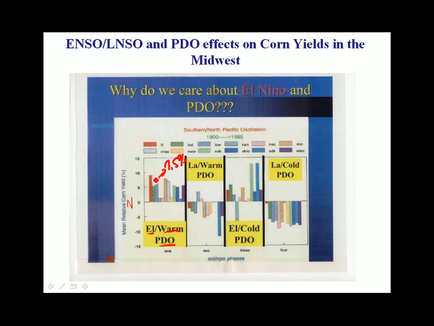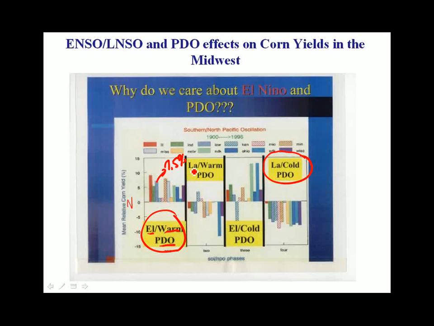And in fact, it looks like Illinois is almost 10% above average. Now, if I look at the opposite phase, which would be a La Nina and a cold PDO, look at all the crop yields across the Midwest. They're all below average. And in fact, it looks like here the winner, or I guess loser, in this case would be Michigan, with almost 7% below average corn yield.